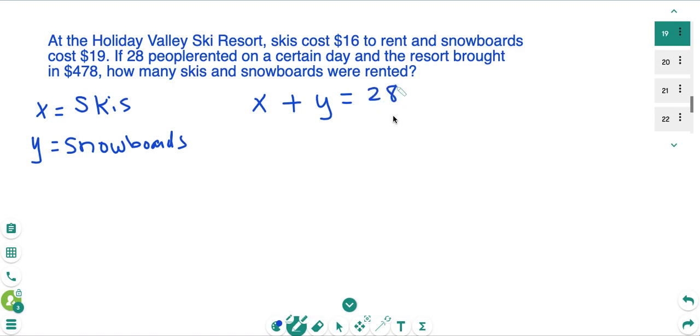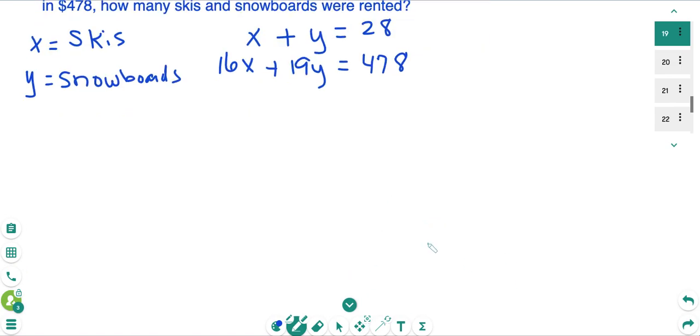Notice this is people. Now I'm going to be looking at money, because you'll notice that I have $16 for skis, $19 for snowboards. So money, money, money. I need to get these money numbers into my next equation. For skis, $16x represents how much money would be made for ski rentals. 19y is how much money will be made for snowboard rentals. And 478 is the total amount of money that the resort brings in. Now I'm going to solve this system.